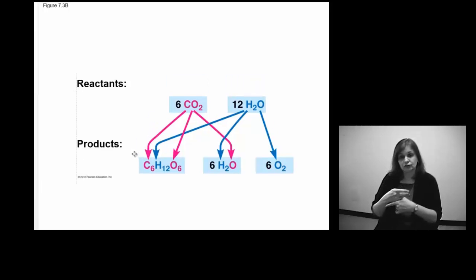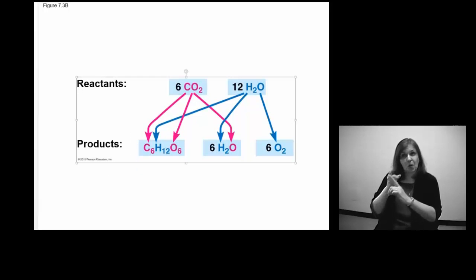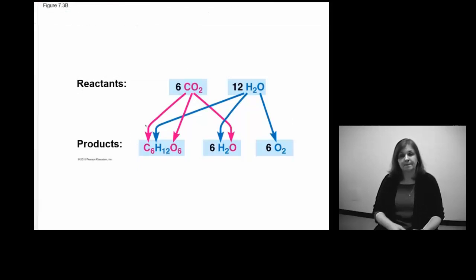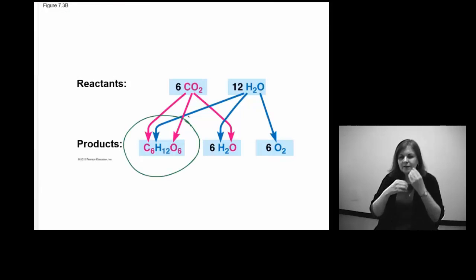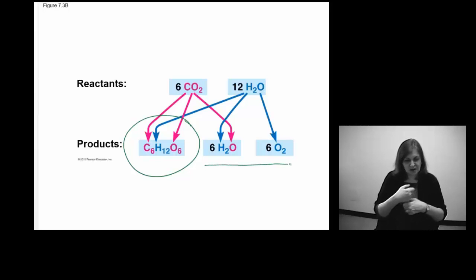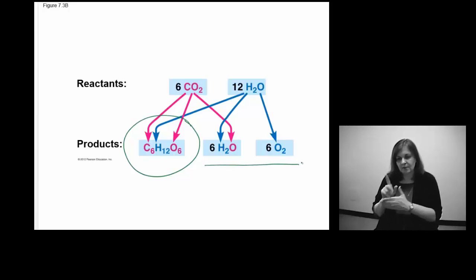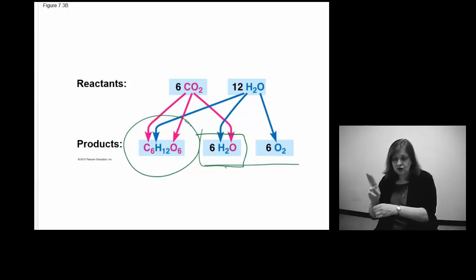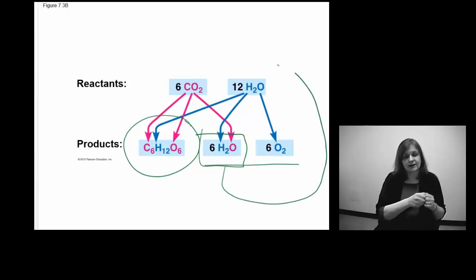Glucose is the product that the plant is most interested in producing. Why? That is the food source for the plant. The byproducts, or the products that the plant produces that are not directly used by the plant, are water and oxygen. Now, this water that is produced can also be reused as a reactant in the next photosynthetic reaction. We'll look at this more.